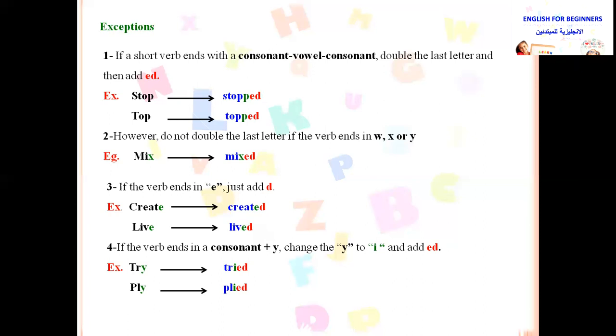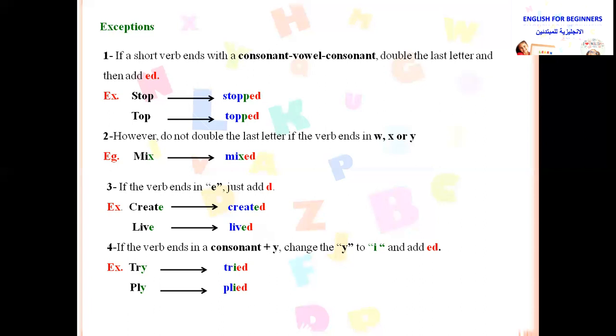If the verb ends in e, here we just add the d, because we have some verbs that end with the letter e or the vowel e. Here we only add the letter d in the end in the simple past without the ed. For example, create, created; live, lived. This is for the third situation.